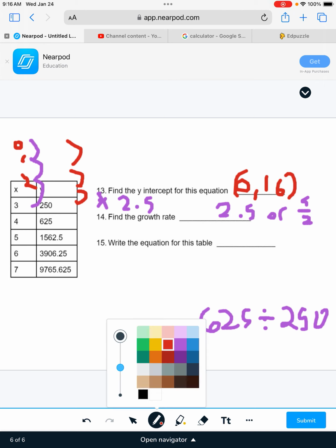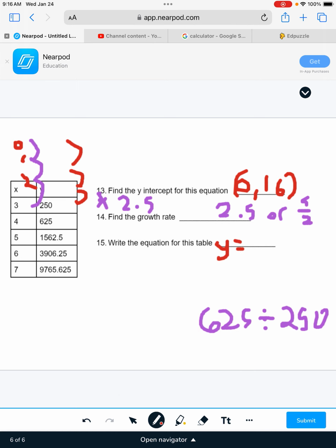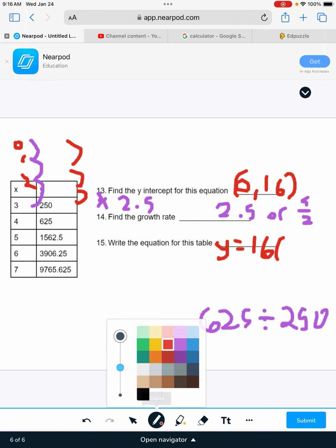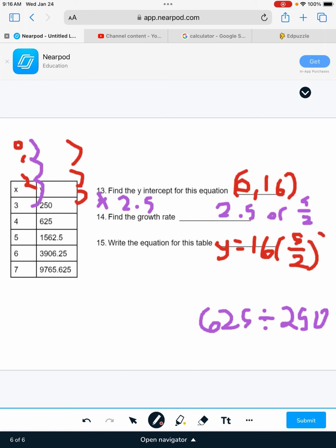I go to write my equation. Y equals 16 times, again, you could do 2.5 or 5 over 2, raised to the x. That is going to be my equation for this.